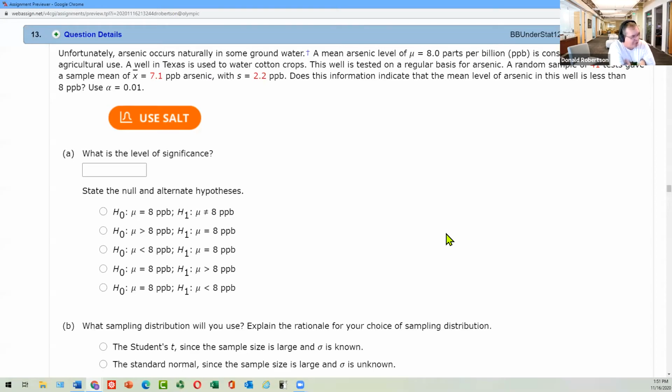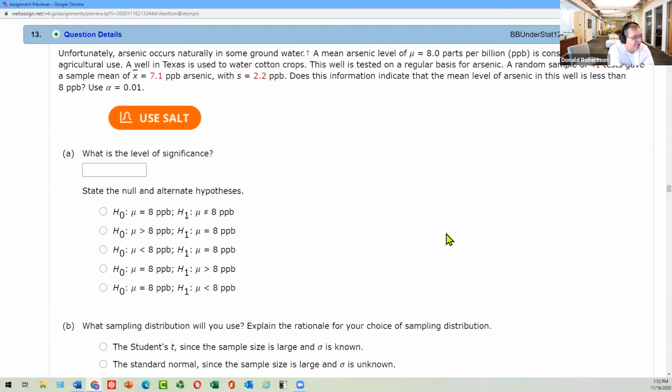Unfortunately, anyway, lumps of metal called arsenic occur naturally in some groundwater. It's a bit like getting rust in your water. You could get arsenic in your water. A mean arsenic level of 8.0 parts per billion. Can you imagine 8 atoms of the darn thing in a billion atoms? So I don't think we need to worry about your water. It's considered safe for agricultural use. A well in Texas is used to water cotton.